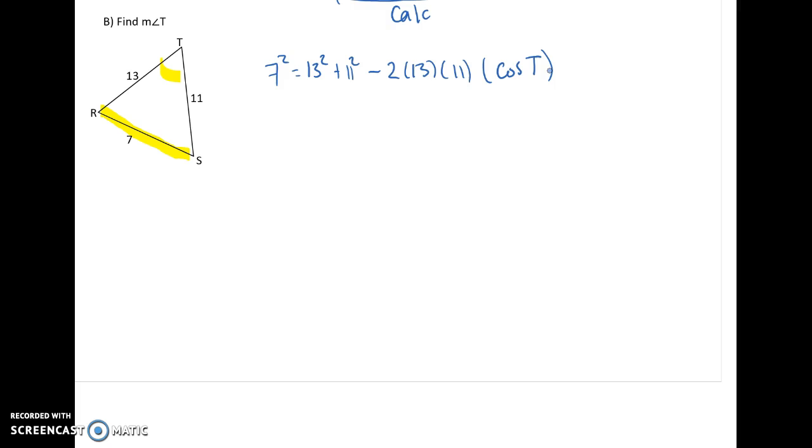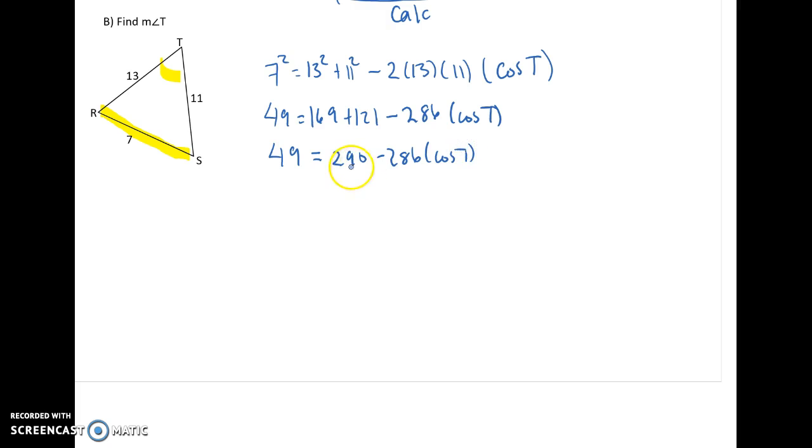So this is going to end up giving me 49 equals 169 plus 121 minus 286 times cosine t, right? And then just keep going, simplify as much as you can. So I can add these two numbers together to get 290 minus 286 times cosine t. Remember your order of operations again, don't subtract here. That's a very common algebraic mistake, but it's PEMDAS. You got to multiply before you can subtract.